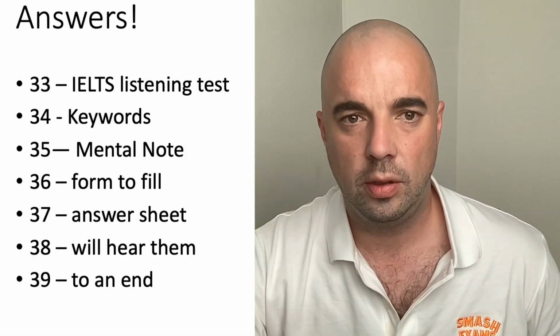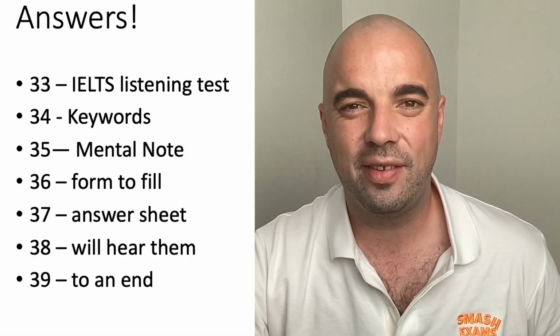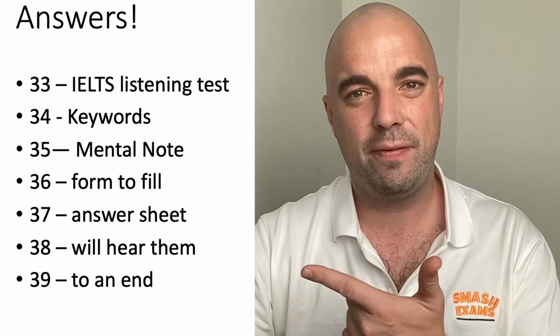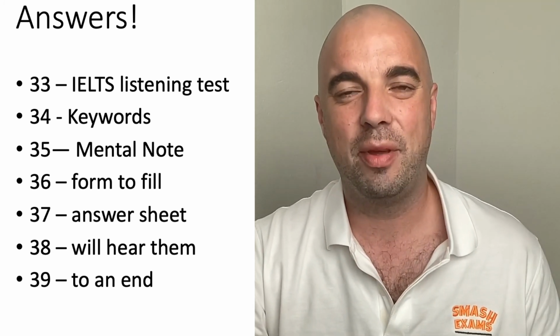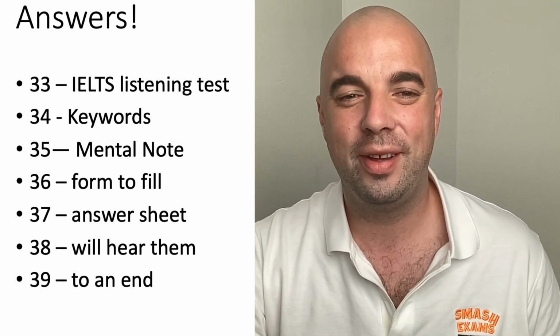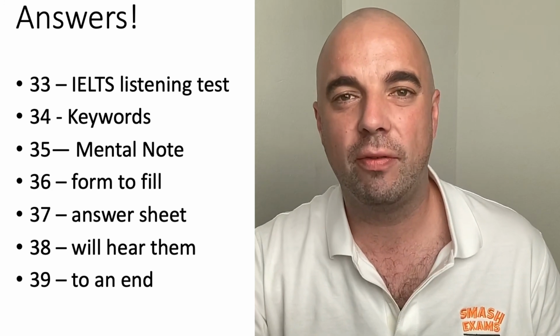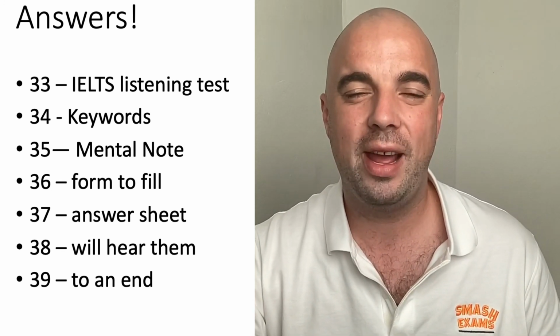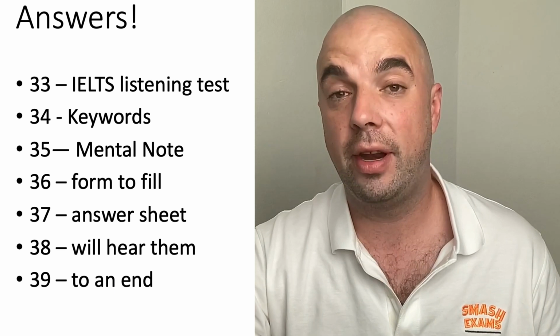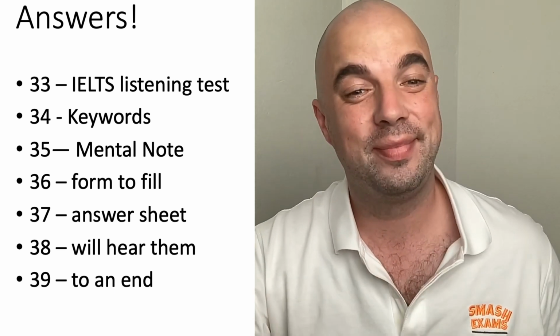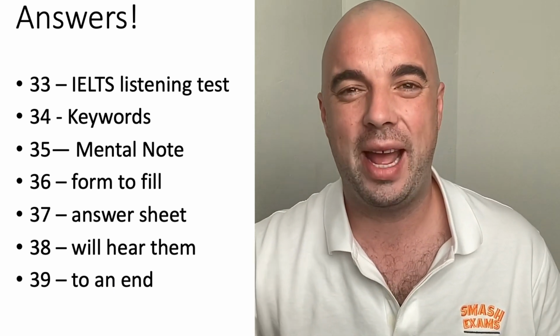Okay, so that was the test. Make sure you've got your answers written down. Let's have a look at the answers. So number 33 was the IELTS listening test. Number 34, keywords. Number 35, mental note. 36, form to fill. 37, answer sheet. 38, we'll hear them, and 39, to an end.